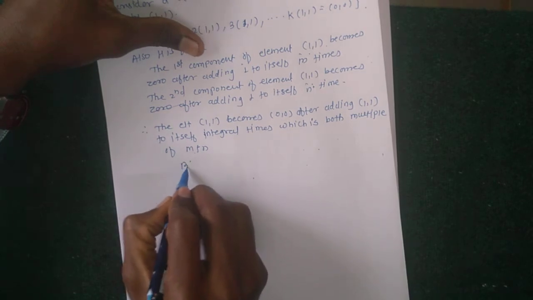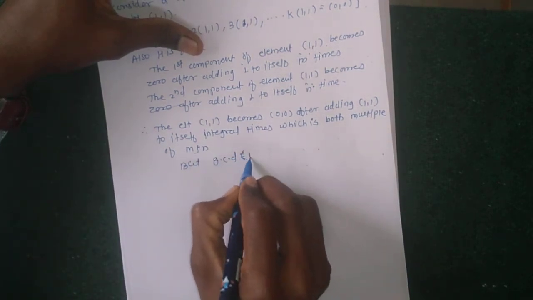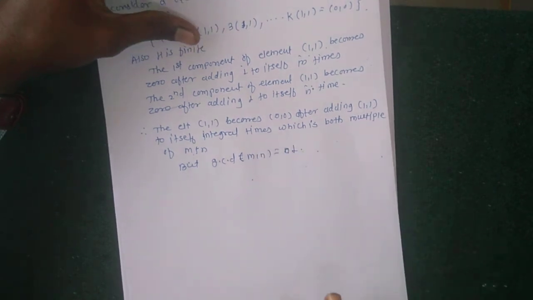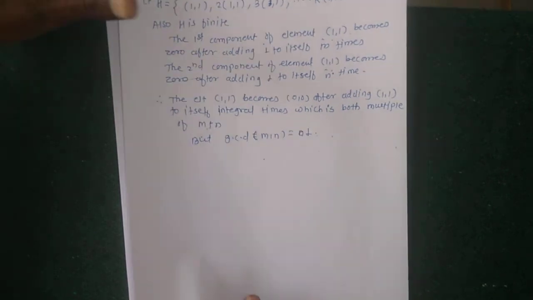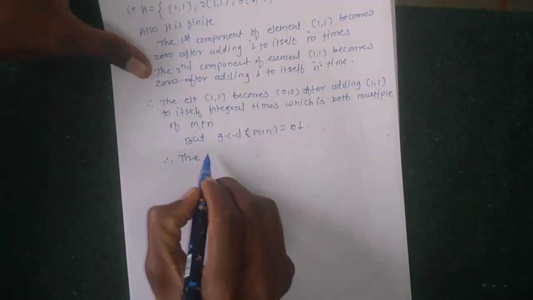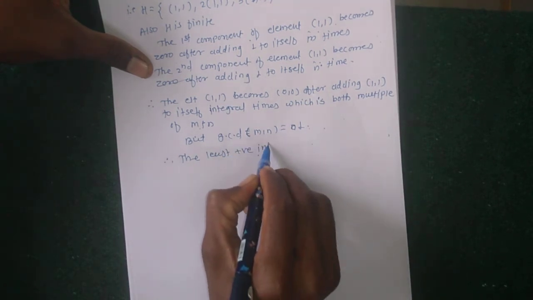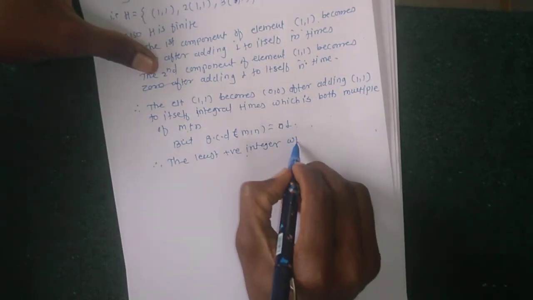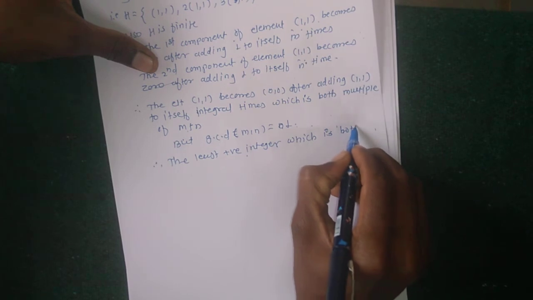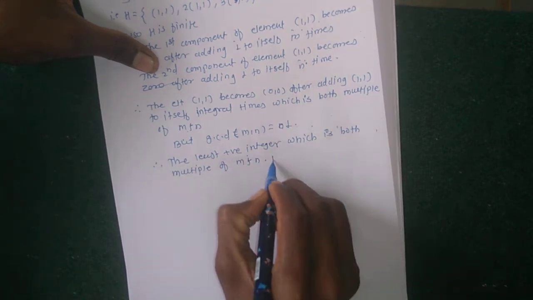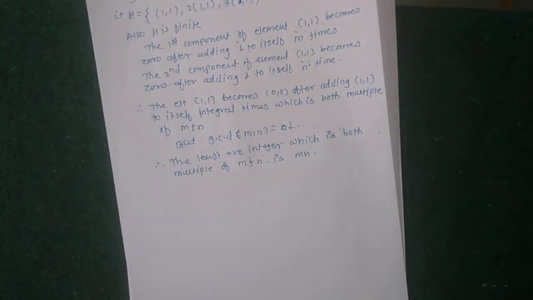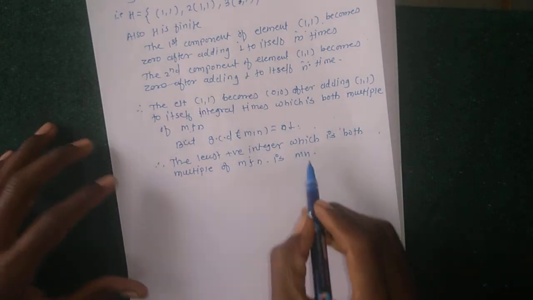But the GCD of m and n is 1. Therefore the least positive integer which is a multiple of both m and n, that is their LCM, is m into n. The LCM is the least common multiple, so the least positive integer that is a multiple of m and n is m into n.